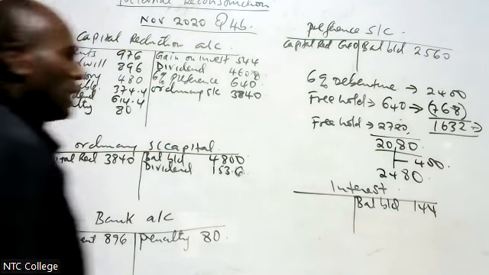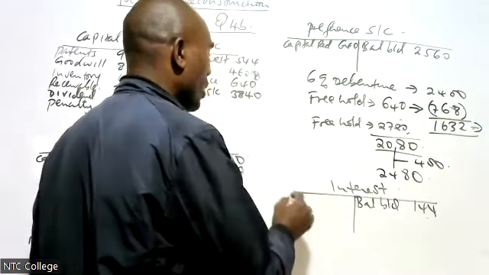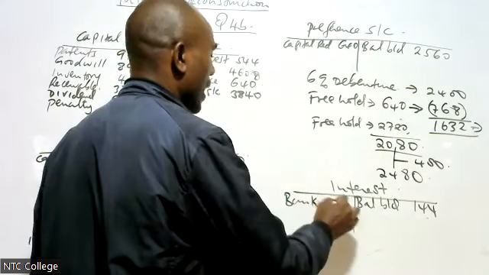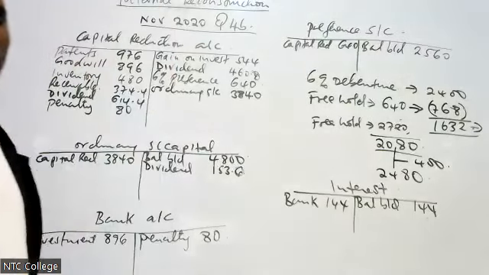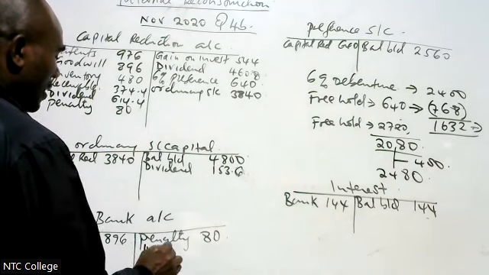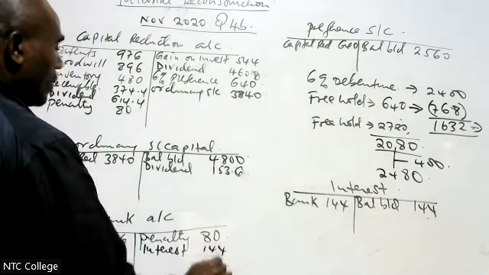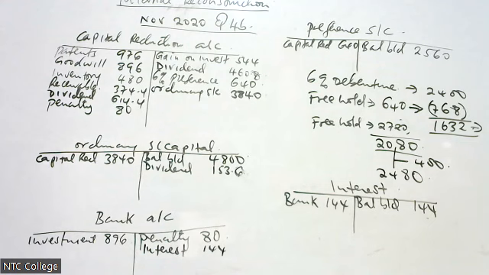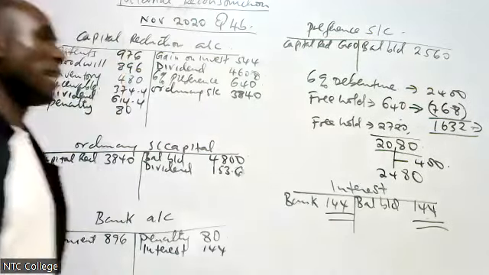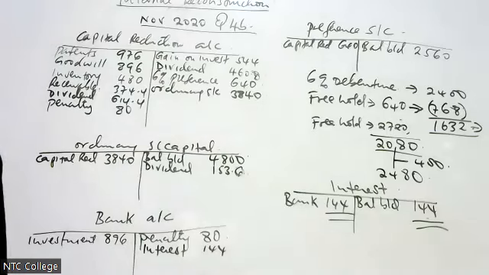Now, this debenture interest, we are going to pay them. We debit debenture interest and credit bank, 144 there, 144 there. I have paid the debenture interest. Therefore, I'm done with that account now.